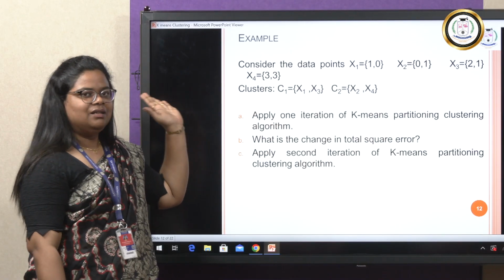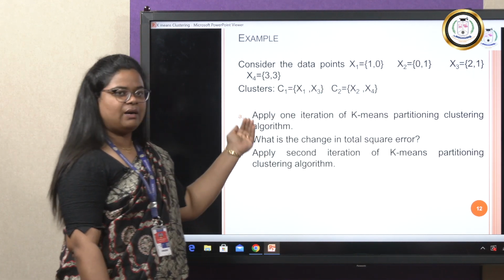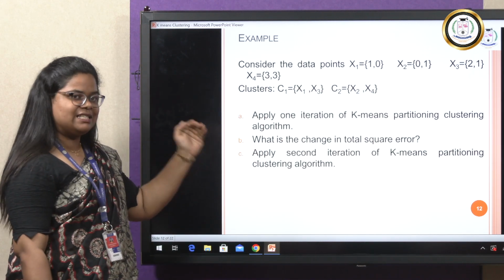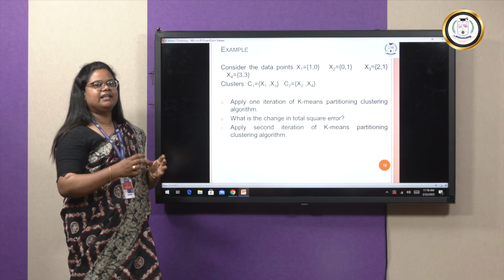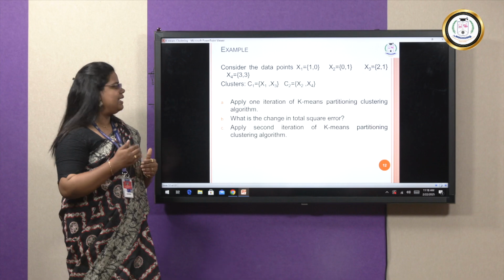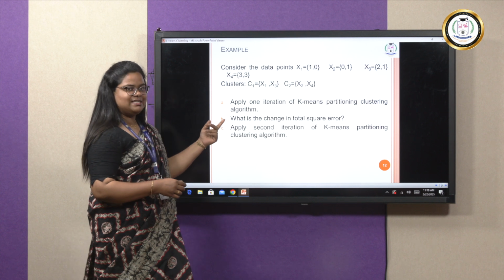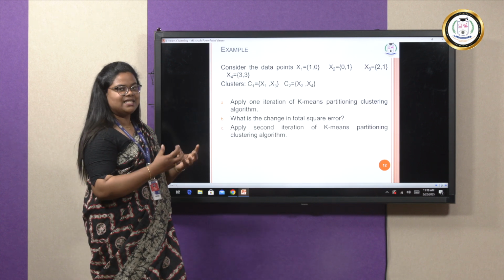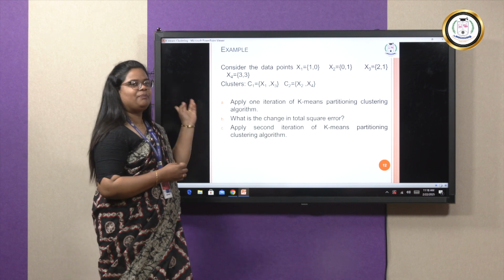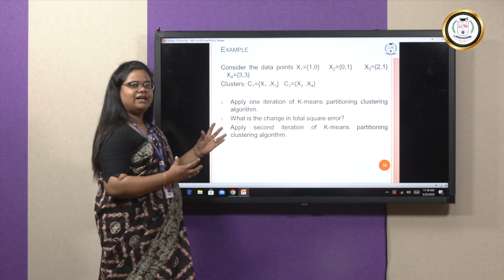It is not mandatory to follow the same choice. If you want, you can take x1, x2 as one group and x3, x4 as the next group, and do the same process. The point is, until we get the same groups, we have to repeat the process. The problem is to find the first iteration. We apply the k-means clustering method, do the first iteration, and find the square error. What is the error when we select the clusters? Then we repeat the process and check whether we are getting the same groups or not.